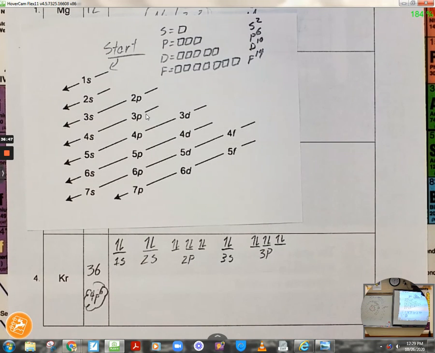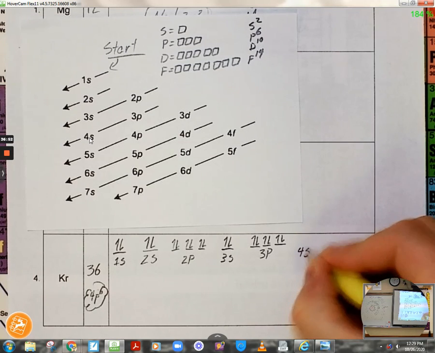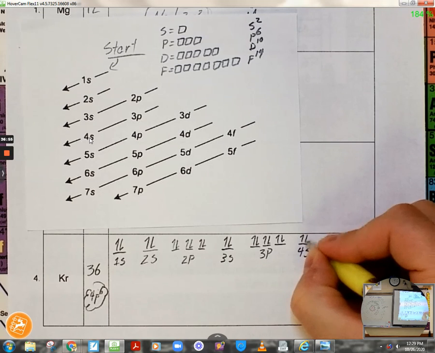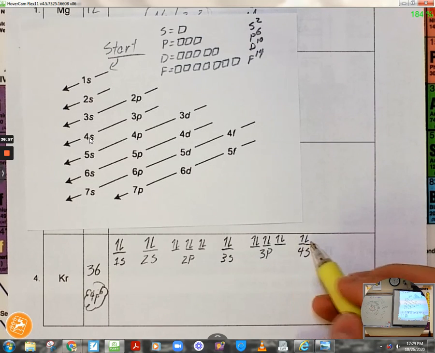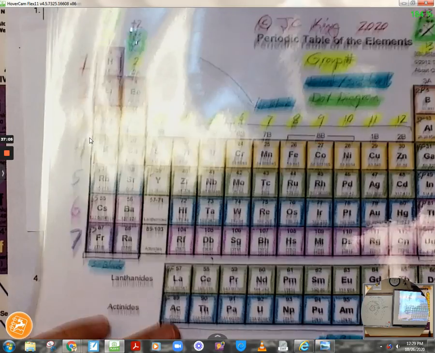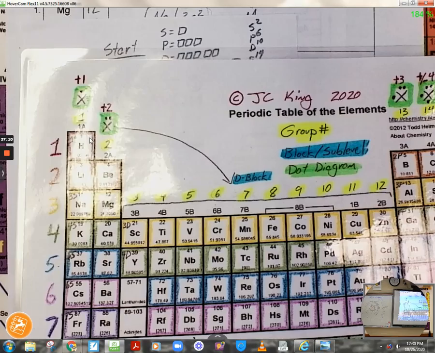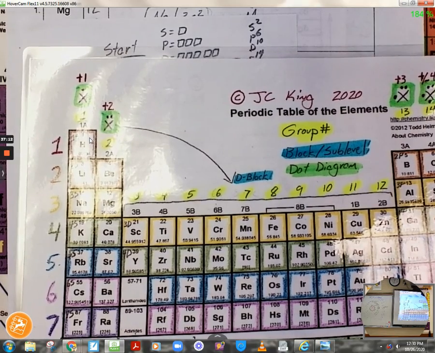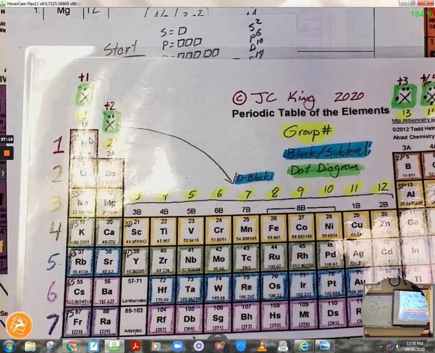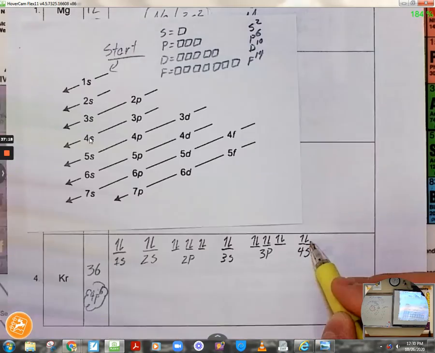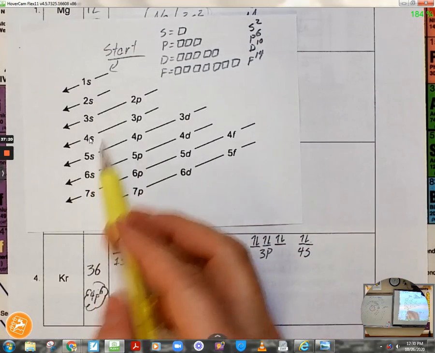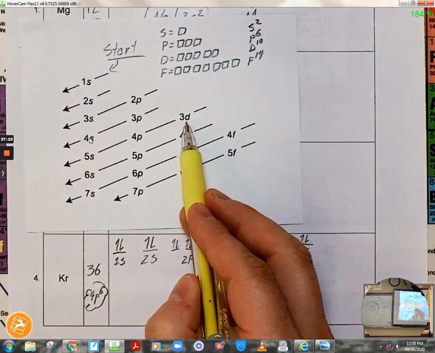Now what comes after 3p? 4s. So 4s, again, has 1 orbital. So that's 19, 20, right? So at this point, if we were building elements, we would be out to the element calcium, which is element number 20. Now what comes right after calcium? Scandium. Now, what is it labeled on your periodic table? 3D. So we're going to come to the first of our D sublevels.